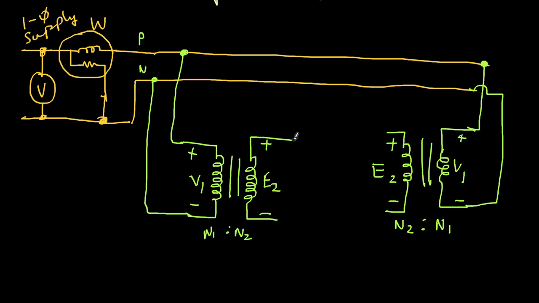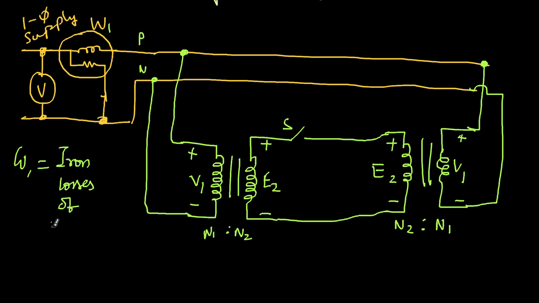So if such is the case, then let us say I get the polarity like this. So what happens if I introduce a switch here, and then I just connect this? If this switch S is open, still there is no current flowing in the secondary. Therefore, this wattmeter reads the iron losses. So let's call this W1. So W1 is the iron losses of both transformers.